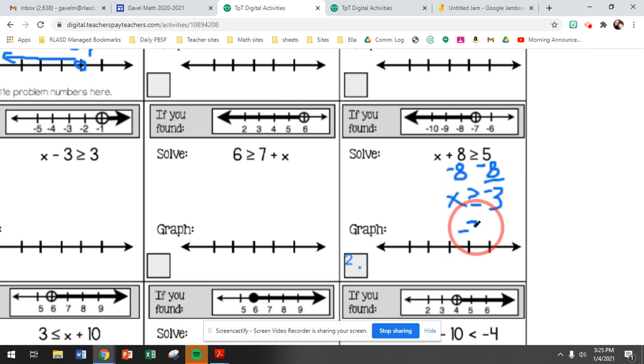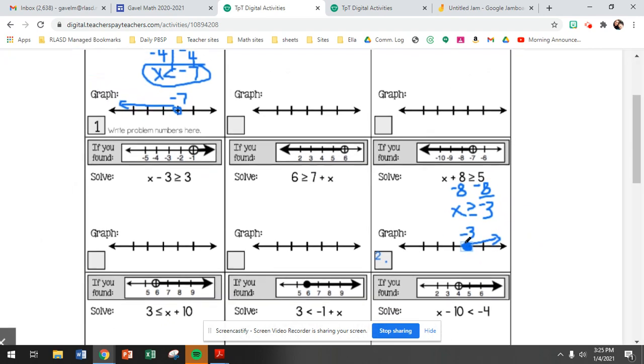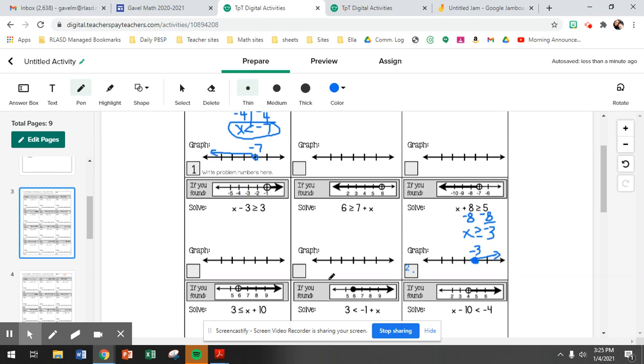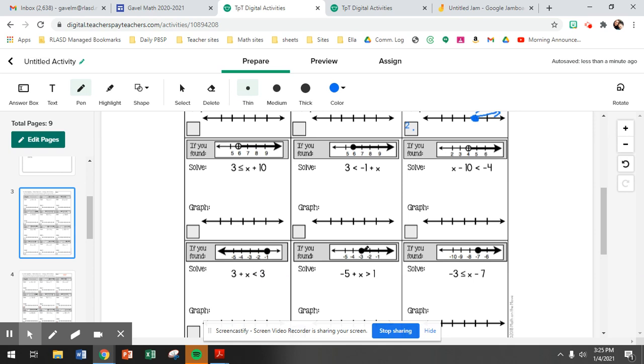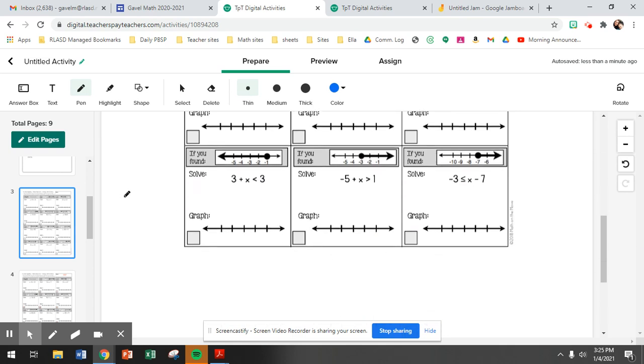I'm going to put -3 here. I know it's a closed circle because it can be equal to -3. And x is greater than, so we're going to go towards 0. So I need to find a -3 closed circle going towards 0. -3 closed circle towards 0. Perfect. I'm going to come over here and put number 3.